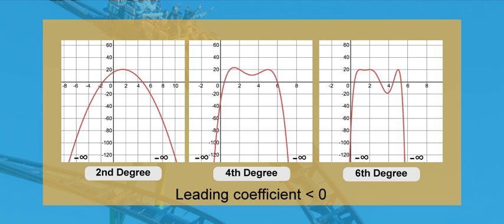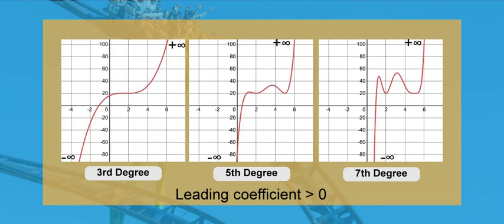Next, let's look at polynomial graphs whose degree is an odd number. Since odd-power graphs always cross the x-axis, the end behavior will be that one end approaches positive infinity and the other end approaches negative infinity. Here are 3 graphs with odd-numbered degrees. Each polynomial function has a leading coefficient greater than 0. The end behavior for all of them is as shown here.